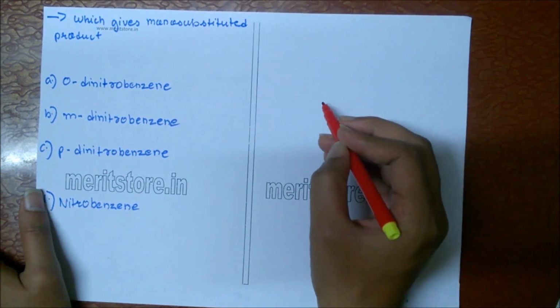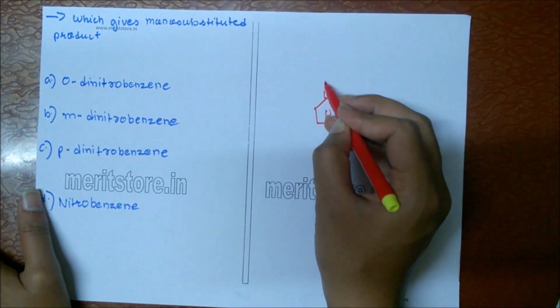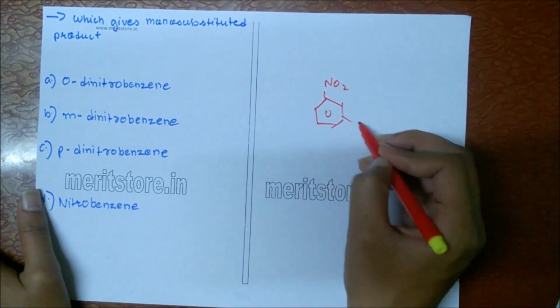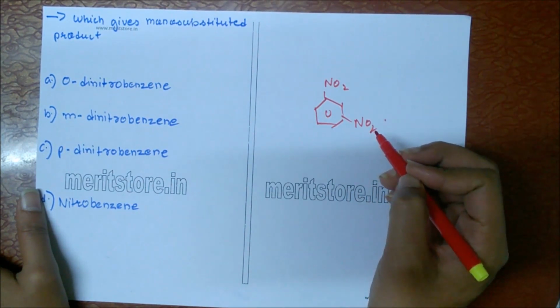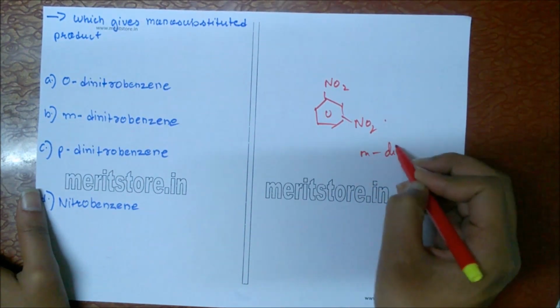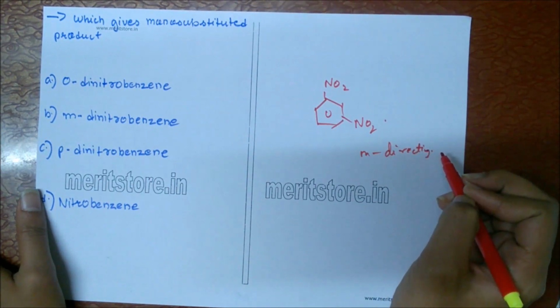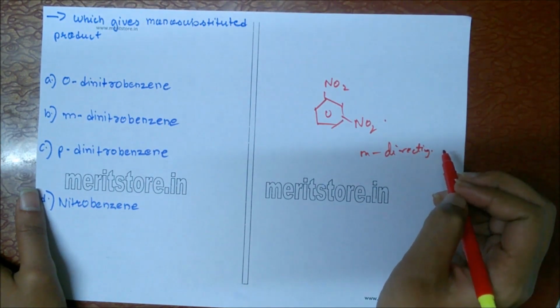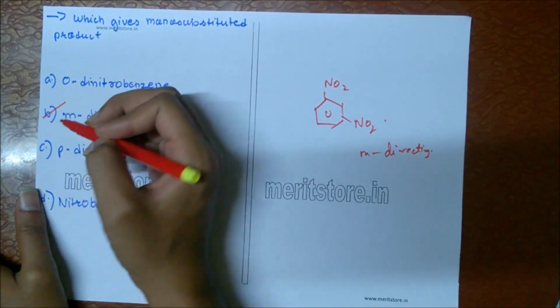Nitro group when attached at the meta position gives only a monosubstituted product, as nitro is a meta directing group, and only one meta position is possible in meta dinitrobenzene. So option B is the correct answer.